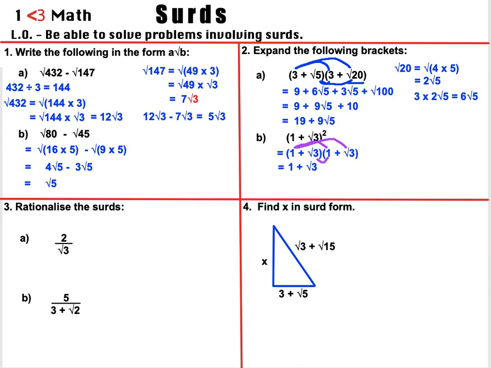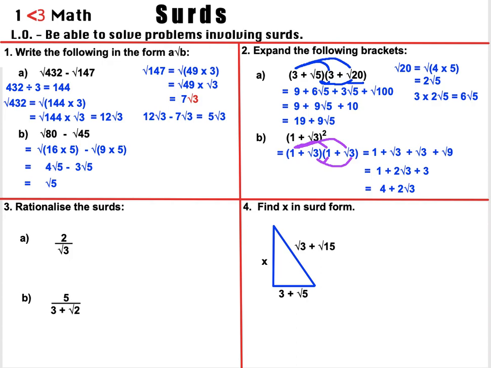Then root 3 times 1 is again root 3. And root 3 times root 3 is root 9, which we can simplify to 3. So it becomes 1. Root 3 plus root 3 is 2 root 3. Plus 3, 1 plus 3 is 4. Plus 2 root 3 is our solution.